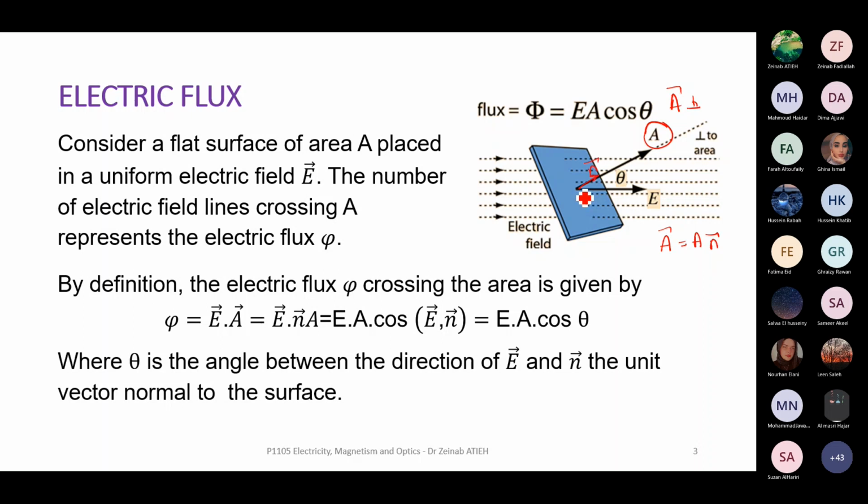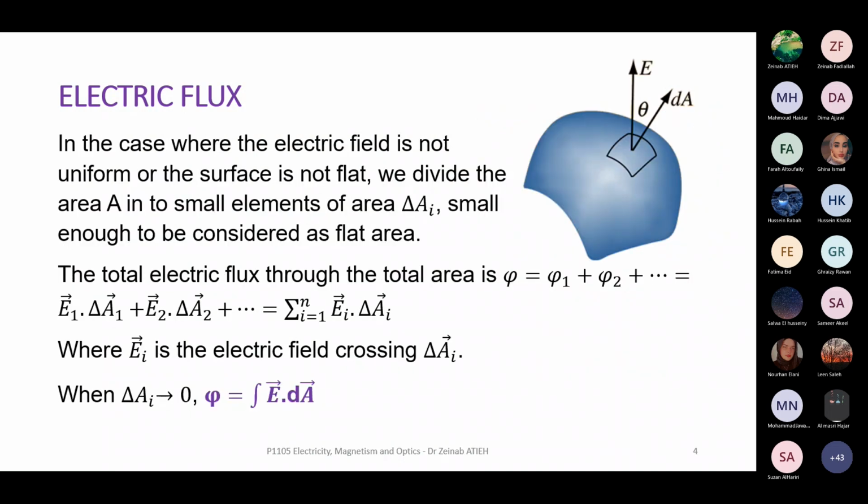This is the electric field crossing them. So E dot A is simply E A cosine of the angle between E and A, or E and n. Because A and n have the same direction, we can say it's the angle between E and n or the angle between E and A. This is the electric flux phi. So phi, the electric flux, is E A cosine theta. This flux will be linked to the charge. Okay, we will see how. So this is for the electric flux.